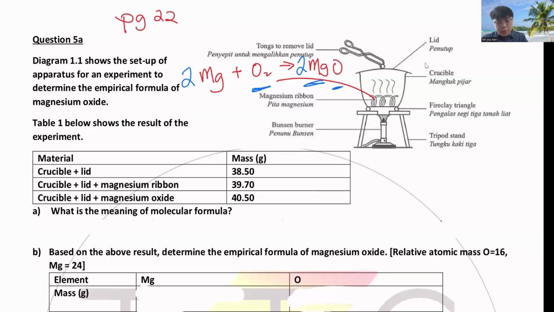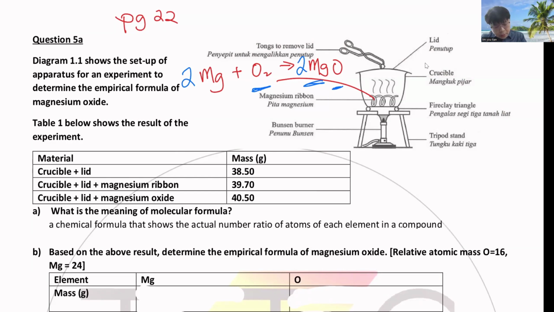They most probably will ask you for the definition of either the empirical formula or the molecular formula. One of them will come up. So write down what is the molecular formula. It's a chemical formula showing the actual number of atoms of each element in the compound.